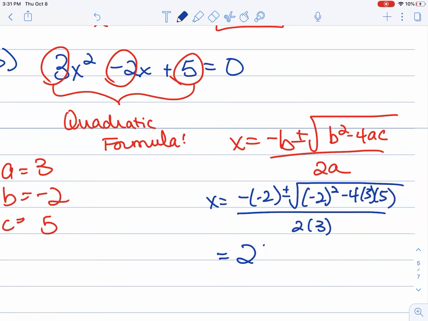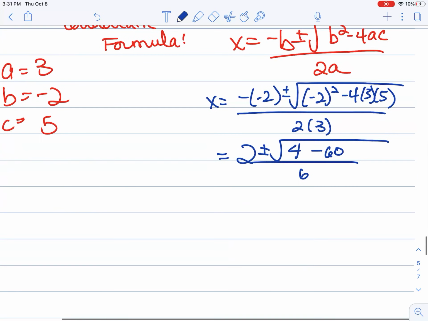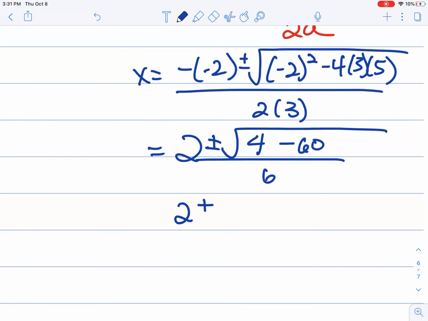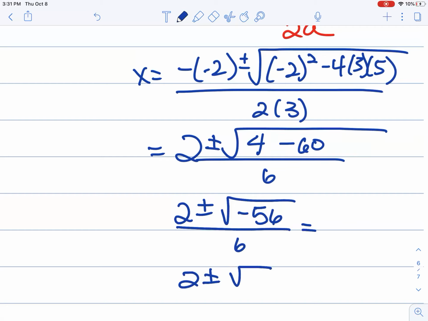And we just simplify. Negative times negative is a positive 2. Negative 2 squared is positive 4. Minus 4 times 3 is 12 times 5 is 60. And we get 6 there. And then we're going to simplify 2 plus or minus the root of negative 56 over 6. Now remember, the root of negative 56, I think we can pull out a 4 out of 56. Yep. So 2 plus or minus the root of negative 56 can be written as the root of 56i.